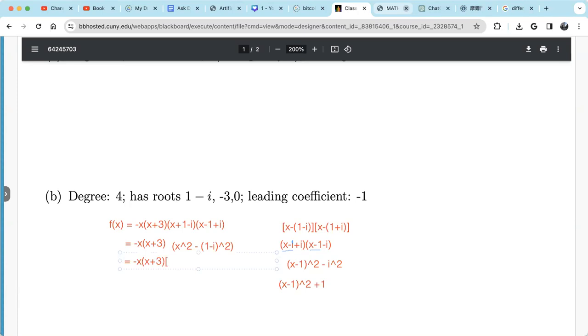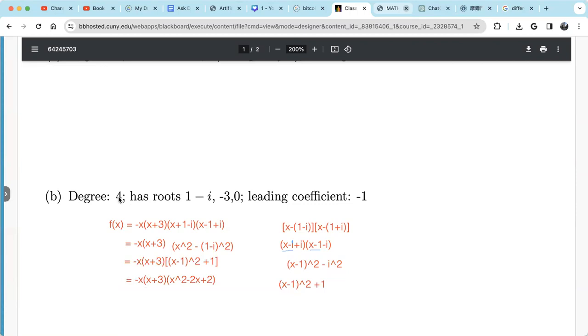So now we can write the whole thing as negative x times x plus 3 times, let's use bracket, x minus 1 squared plus 1. What is that? We can also simplify, right? Usually we don't write in that kind of format. So negative x times x plus 3. Simplify this one. Perfect square of x minus 1 squared, which is x squared minus 2x plus 1. Plus 1 is plus 2. So this one becomes x squared minus 2x plus 2. And that's it. So that's the function for the characteristics given.